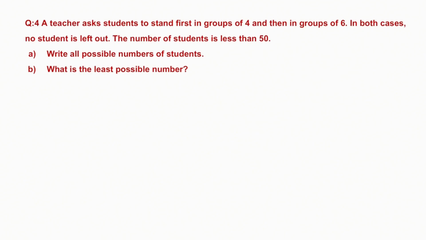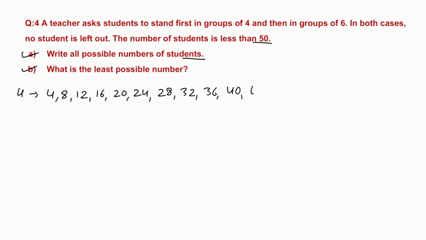So here we have our next example. Our teacher asks students to stand first in groups of 4 and then in groups of 6. In both the cases, no student is left out. The number of students is less than 50. So write all the possible numbers of student, and second, what is the least possible number. So again, we are going to find the common multiples of 4 and 6. So common multiple of 4 is 52, that I am not going to consider because it is greater than 50.